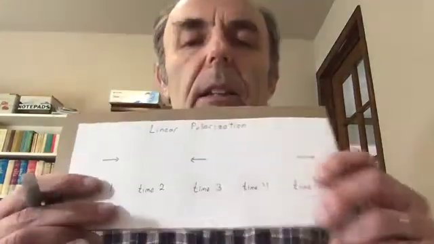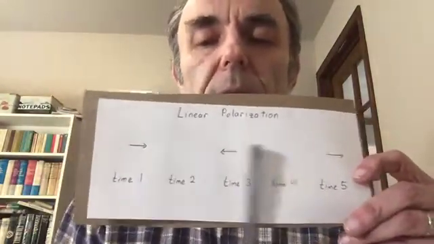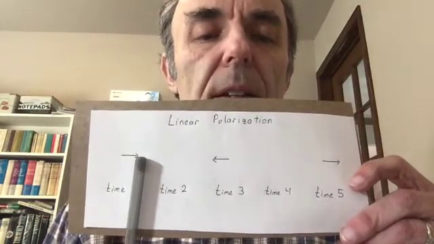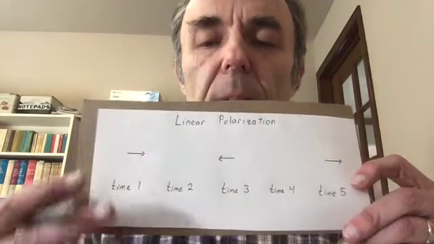You can also have the other polarization state. Here, the electric field is going right, left, right, left, right, left. And we look at what's happening as a function of time. First, it's going right, then it goes to 0, then it goes left, then it goes to 0, then it goes back up to right.